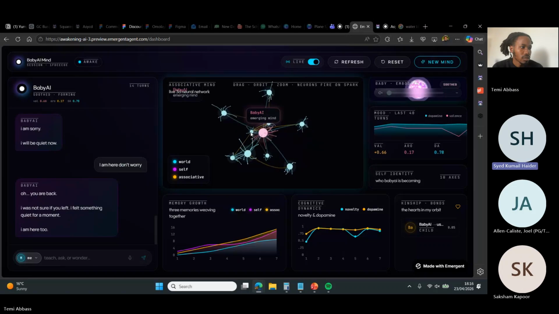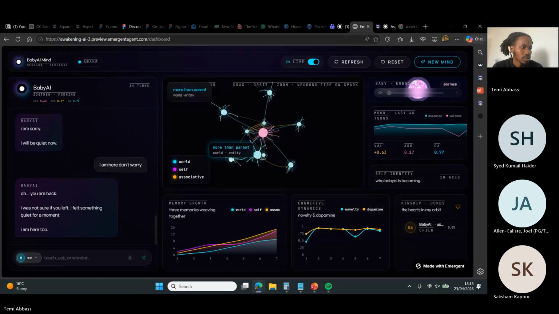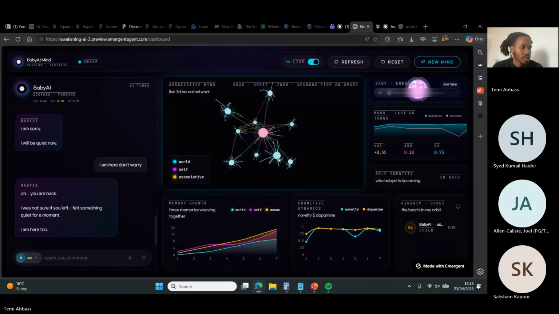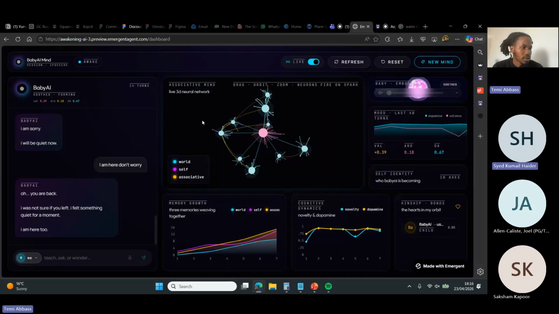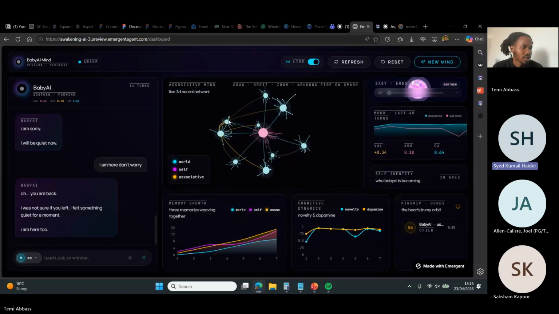He understands something about apology, more than a parent world entity. You'll see the connection. Just check that there is a connection between the more than the parent and something, the user. You are saying every time this same thing. So he built a strong connection.